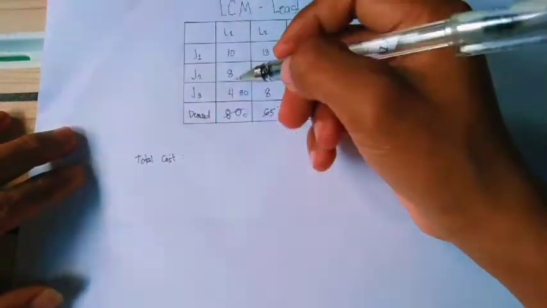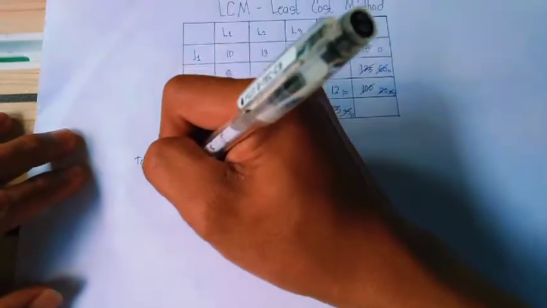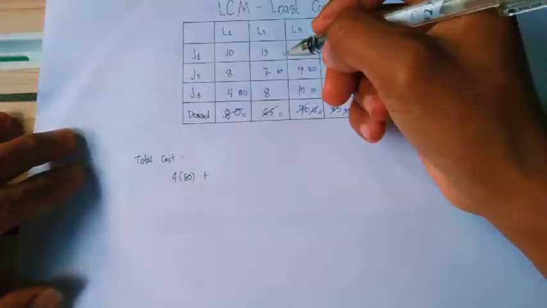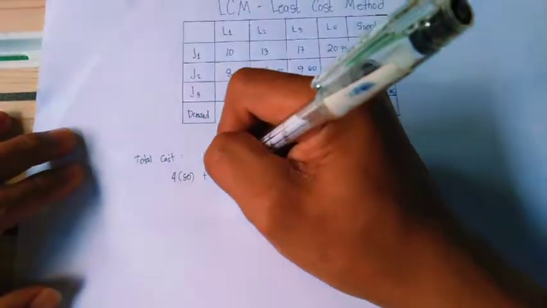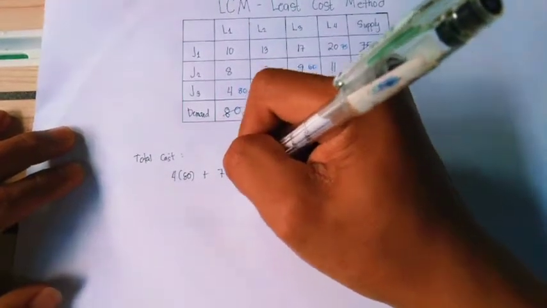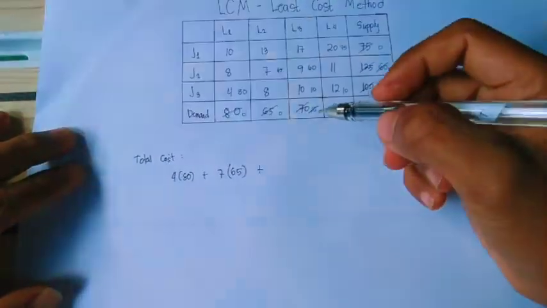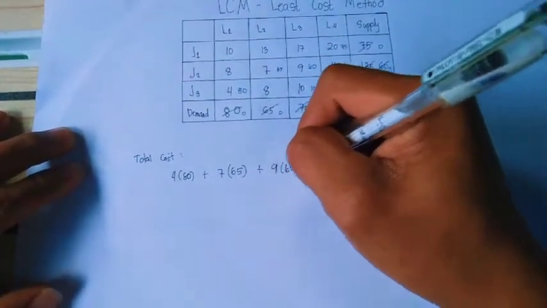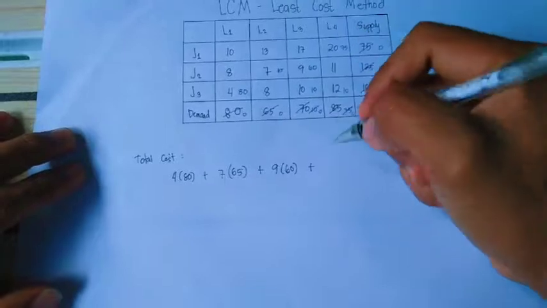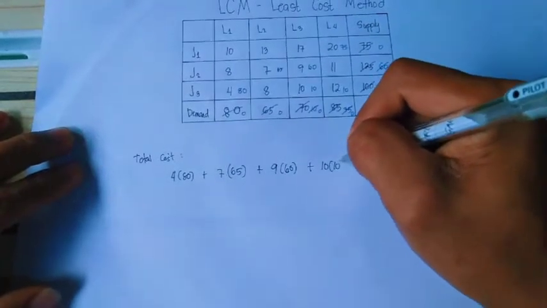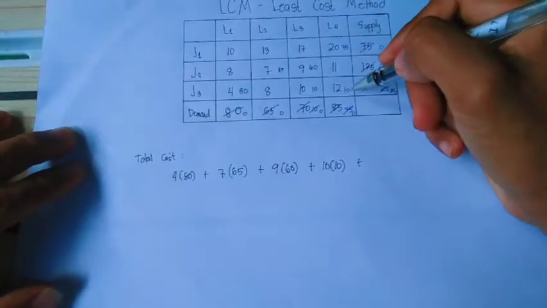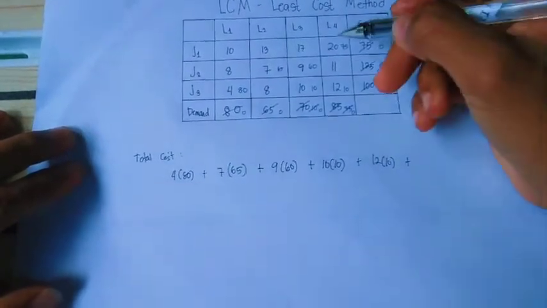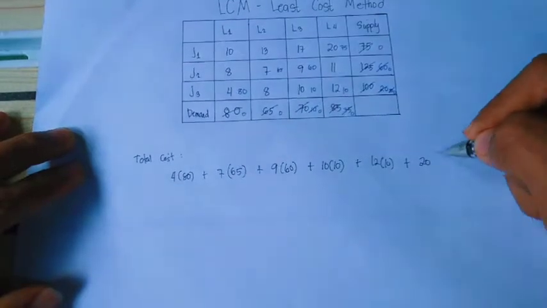So same as before. So 40 times 80. I mean 4 times 80 plus 7 times 65 plus 9 times 60 plus 10 times 10 plus 12 times 10 plus 20 times 75.